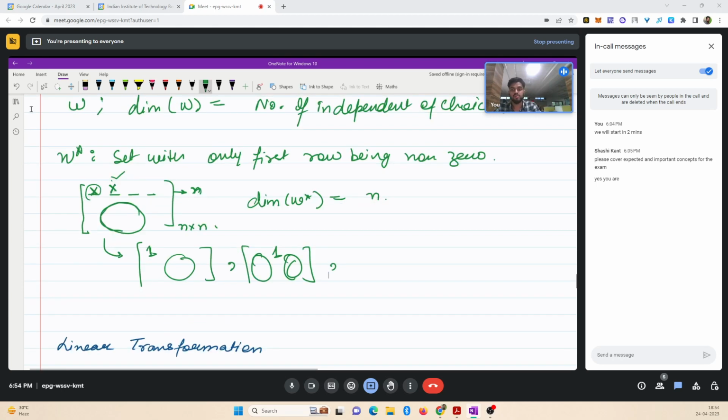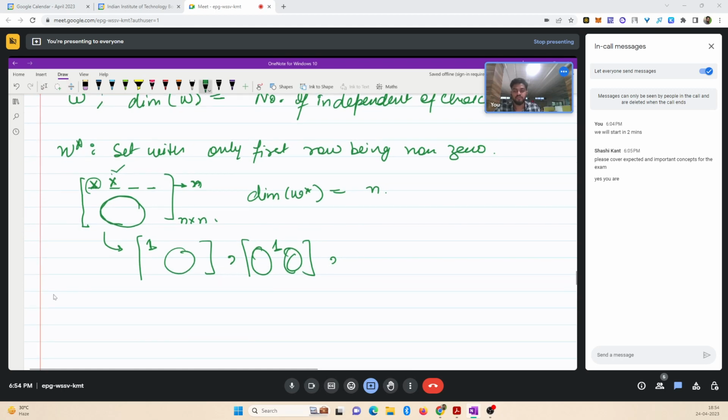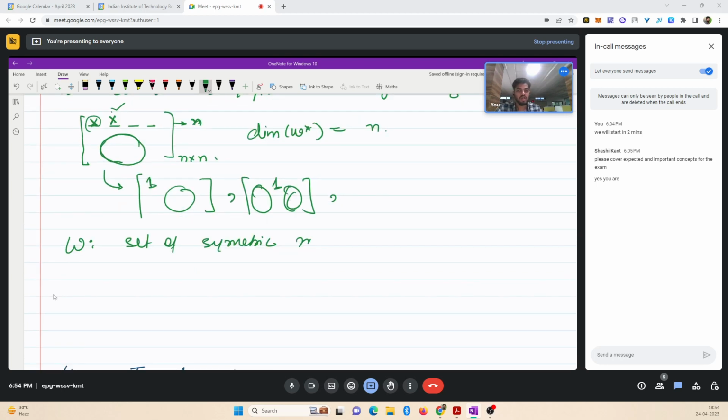Now, getting back to our previous example where W was the set of symmetric matrices and we have to find the dimension of this particular set, how do we do it? Again, as I said, we just need to see the number of choices that we have to make.